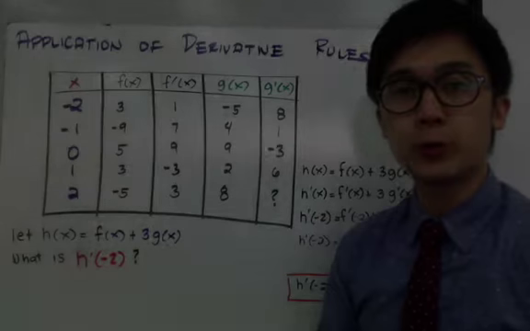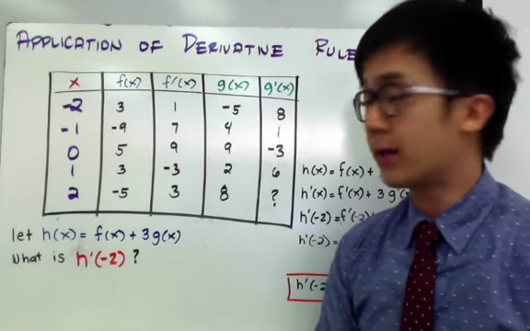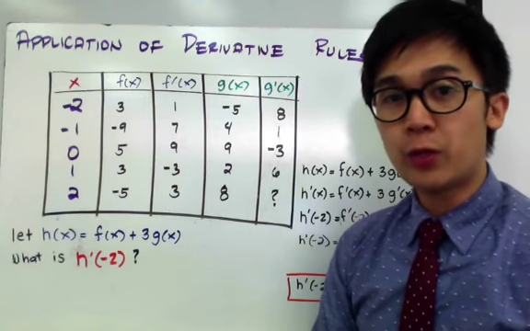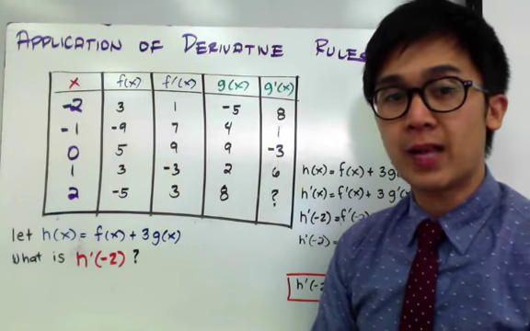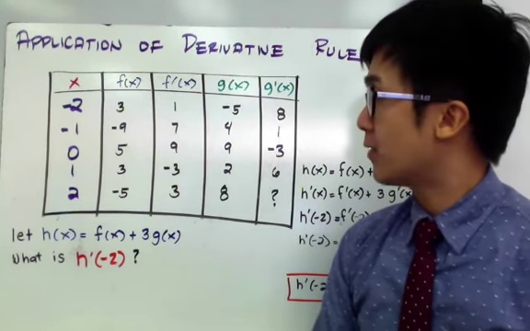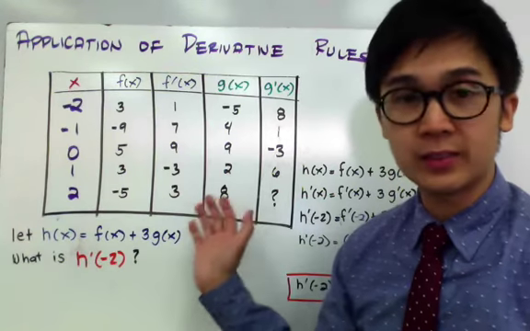Today we're going to use the derivative rule in finding the derivative of a function using some table of values. Now before you can answer this type of problem in calculus, you need to first look at the table, study the table, and think of what the table is giving you.